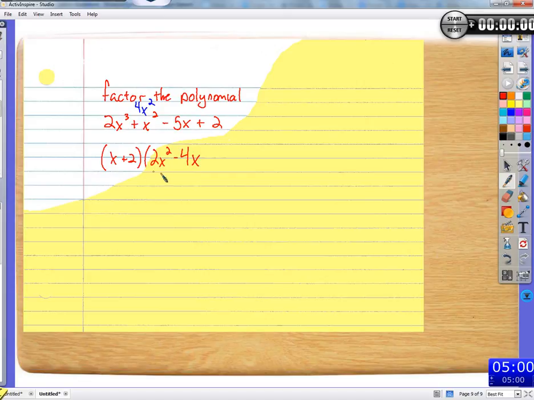So let's see, let's multiply this out and see what we've got so far. X times 2x squared is 2x to the third. And then 2 times 2x squared is 4x squared, which is a problem. Am I putting a minus 4x here? Let's see what happens. We take x and we distribute it to the negative 4x and we get minus 4x squared. But that completely canceled this 4x squared.